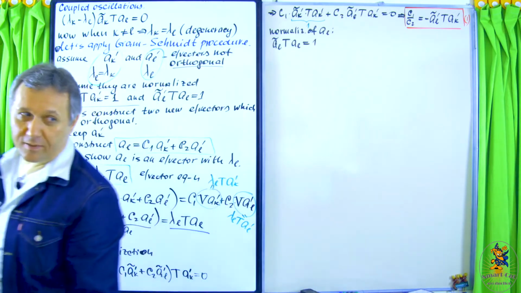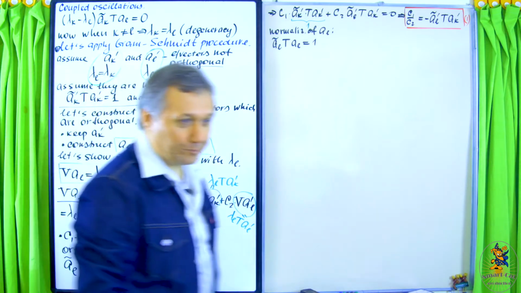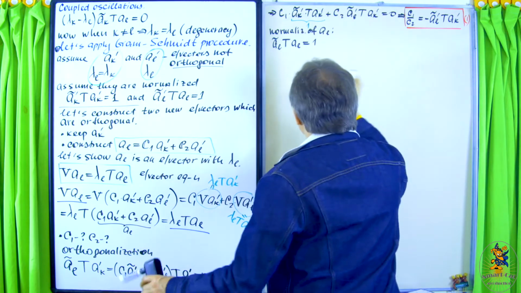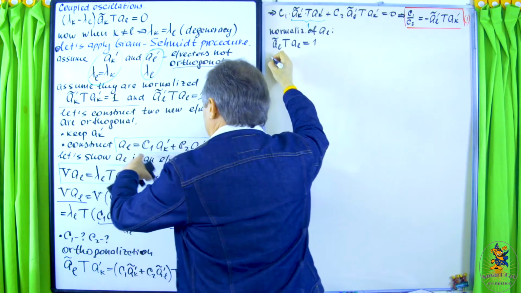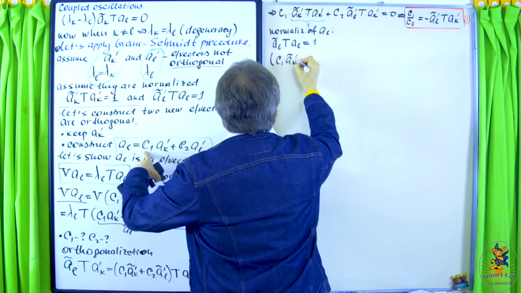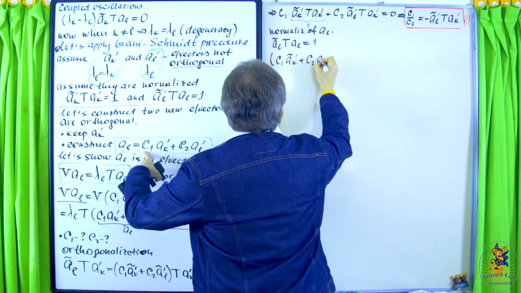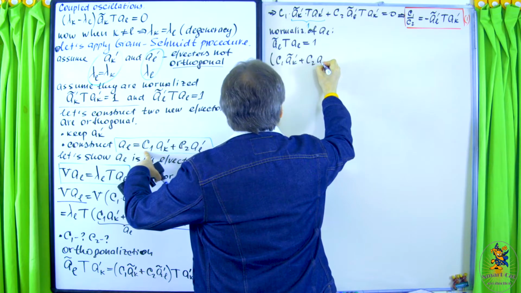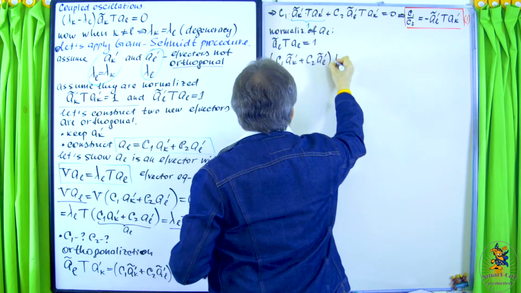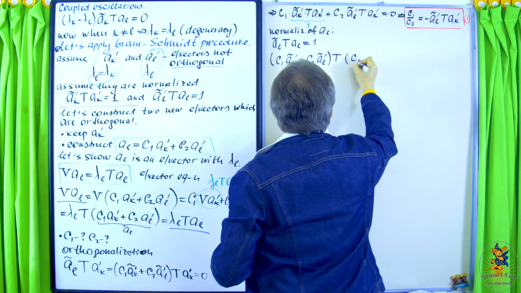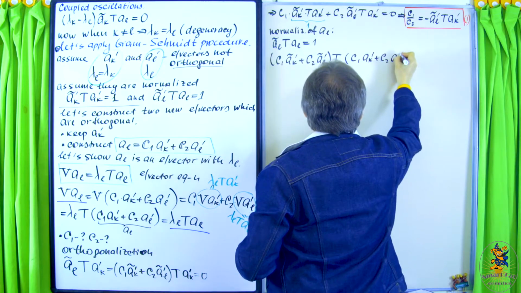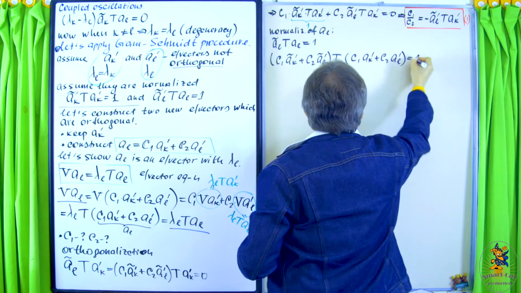Okay, now it's a little bit messy, but not that bad. So now let me write explicitly. Here I have to be careful. All right, so it will be C1 A sub K prime transposed plus C2 A sub L prime transposed, then T, and exactly the same but without transposition, C1 A sub K prime plus C2 A sub L prime, and it must be equal to 1.